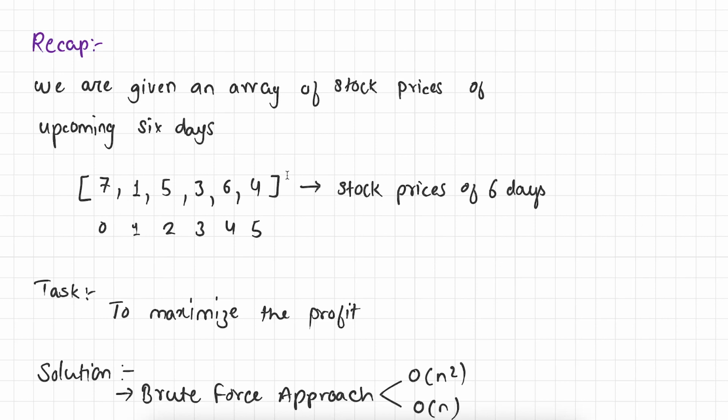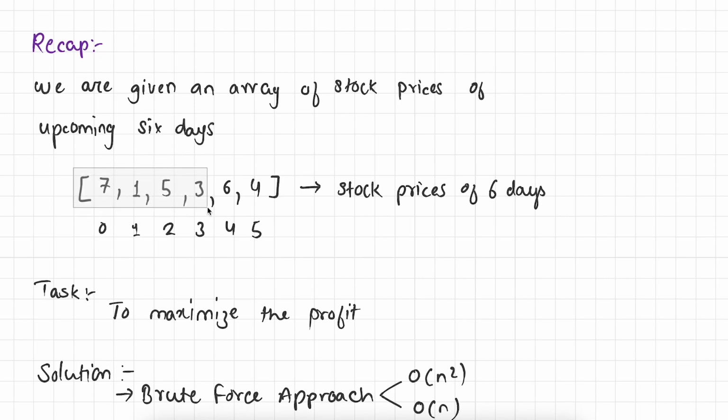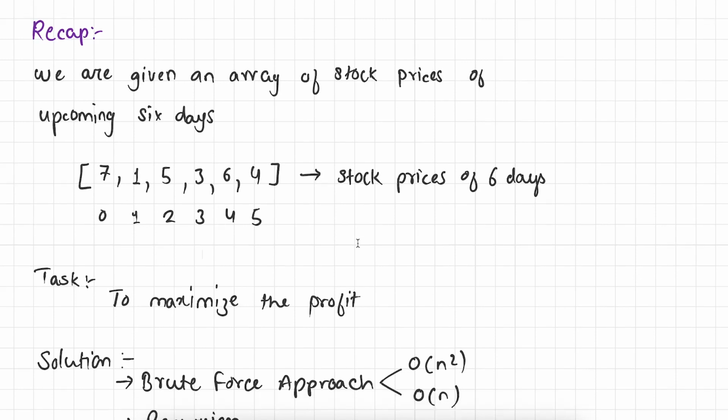The problem is given as, we are given an array of stock prices of upcoming 6 days. Here you can see these are the stock prices of 6 days. On day 0, the stock price is $7. On day 1, the stock price is 1. On day 2, the stock price is 5, and so on and so forth. And what was our task? Our task is to do trading in such a way that we can make maximum profit out of it.